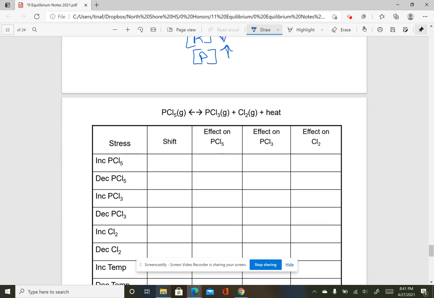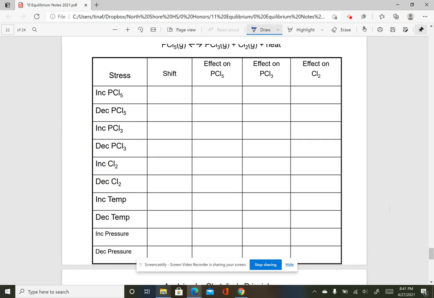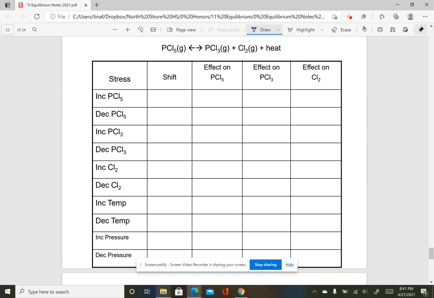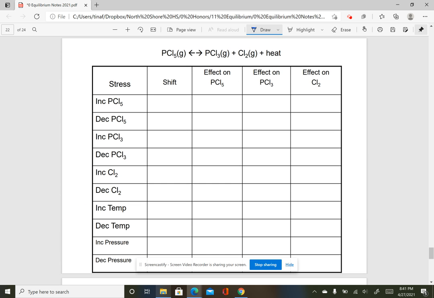I'm going to have you guys give this a try instead of giving you questions to do in your Edpuzzle. So give this chart a try, and we will talk about this tomorrow.